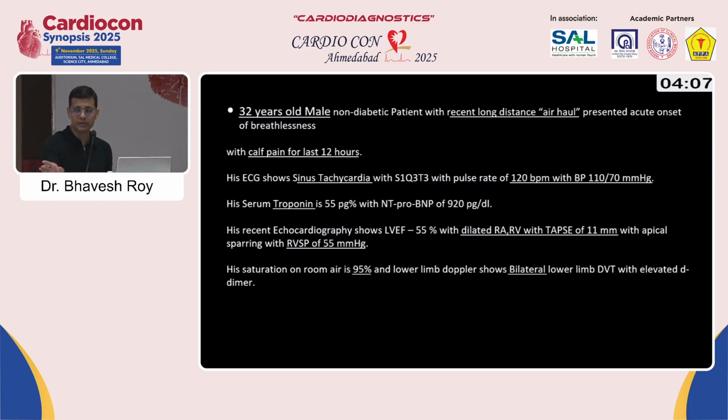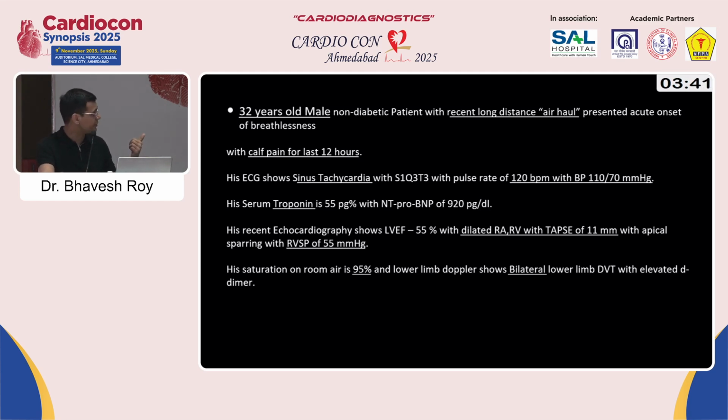Acute pulmonary embolism without chronicity cannot generate RVSP of 55. So if the patient is generating 55, he had some exposure to PE prior. He had a dilated RA and RV with a TAPSE of only 11. That also says that with a heart rate of 120, if you have a TAPSE of only 11, there is some RV overload going on since long.